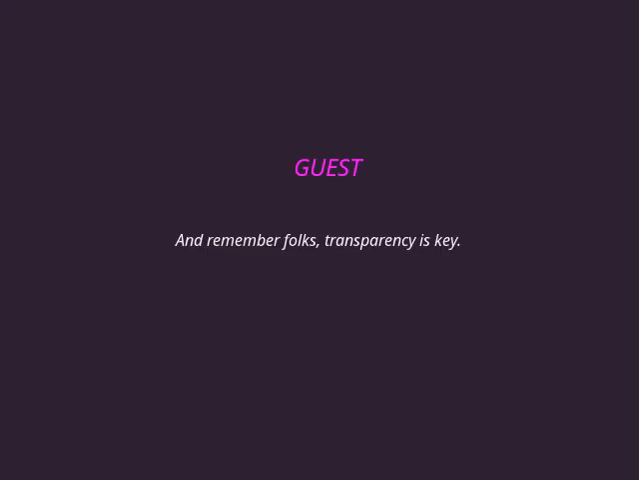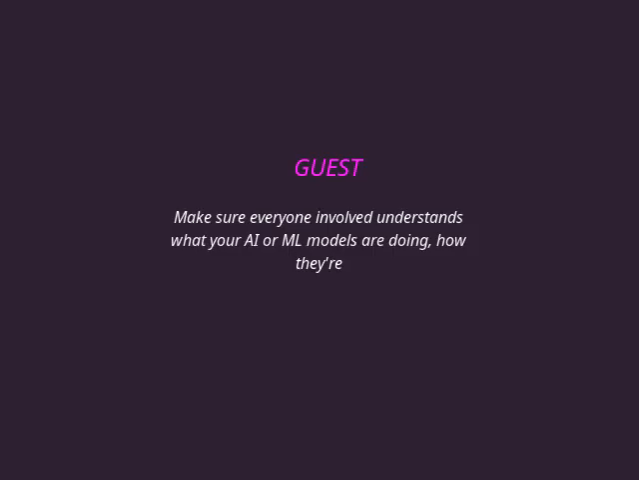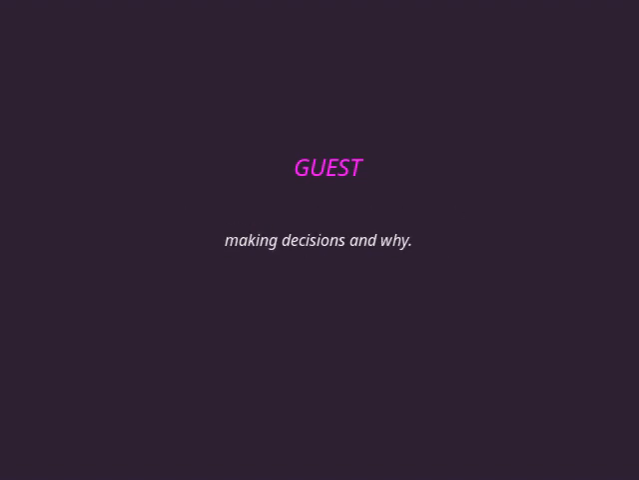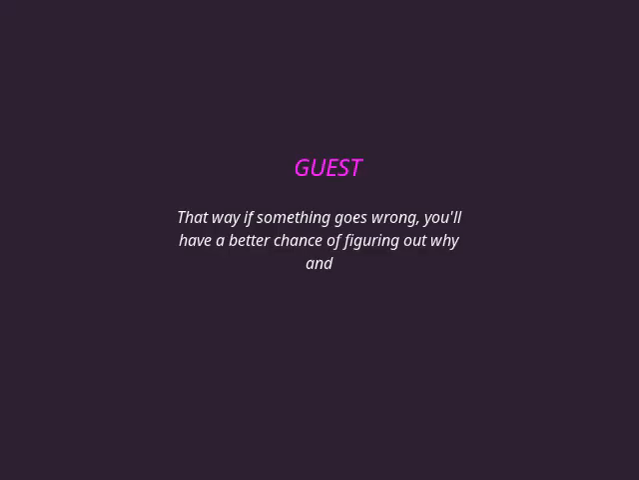And remember, folks, transparency is key. Make sure everyone involved understands what your AI or ML models are doing, how they're making decisions, and why. That way, if something goes wrong, you'll have a better chance of figuring out why and fixing it.